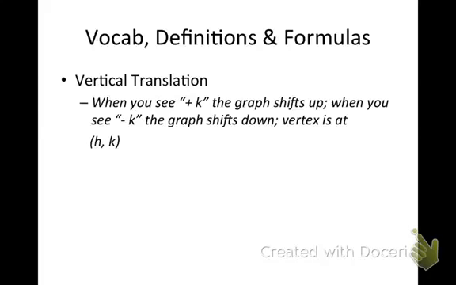Now let's just get some final notes on a vertical translation. So when you see in the function plus k, the graph is going to shift up. It will not change size or shape. It will simply scoot up from where it was originally. And then when you see minus k, the graph will shift down, and the vertex will still be at hk. Now do the independent practice problems. Pause the video, and then do the problems, and then come back and restart the video to check your answers.